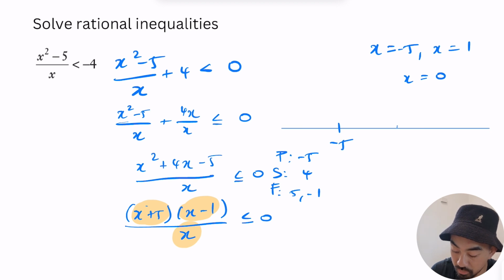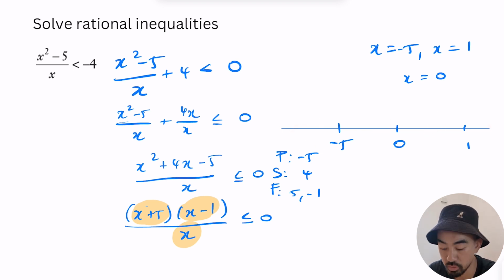Okay, I've got minus 5, 0, and 1. And I have 1, 2, 3, 4 regions to test. Okay, so let's do it.